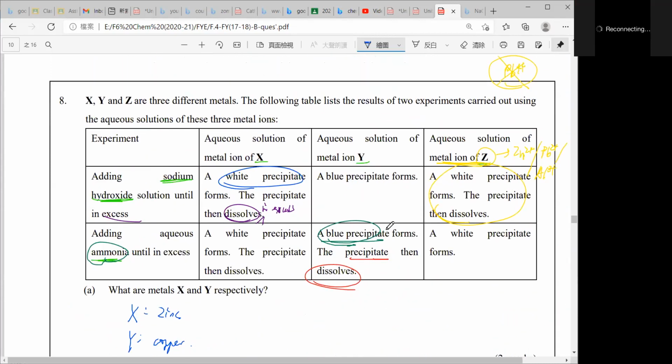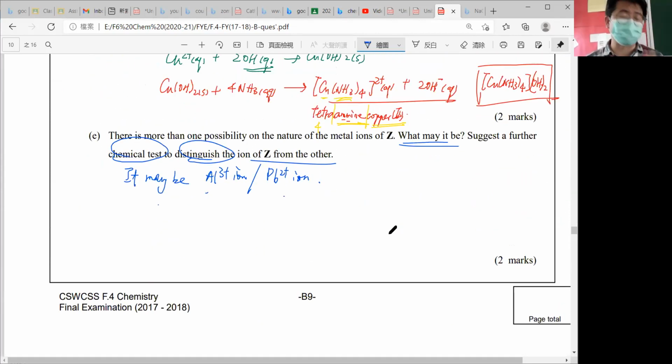Displacement, add zinc metal. Plus zinc metal. Can you elaborate more? Put a piece of zinc metal into both solutions separately. If the zinc metal becomes coated with a layer of solid, Z is lead(II) ion. If there is no observable change, Z is aluminium ion. And what observation would you expect? A coating of lead, you mean? How will you know? A coating of solid. Yes, what type of solid? Can you further describe the color of the solid? There are so many methods. Color.